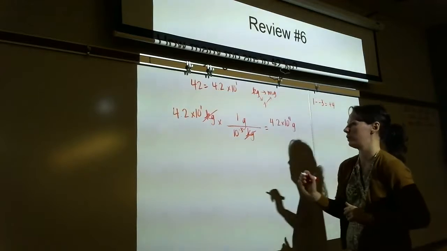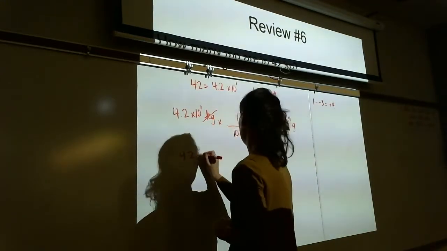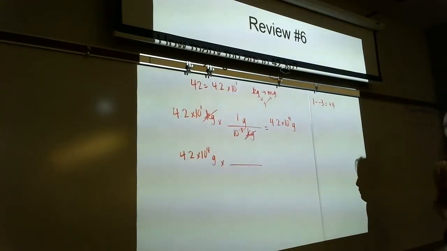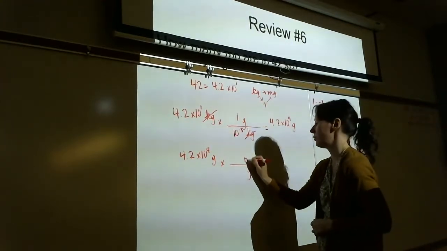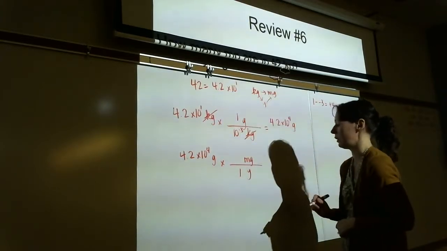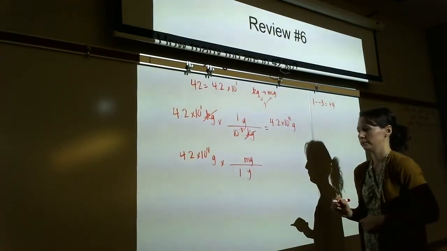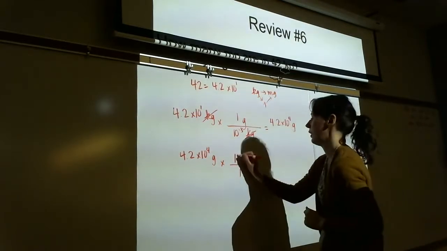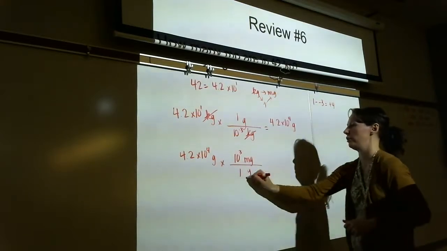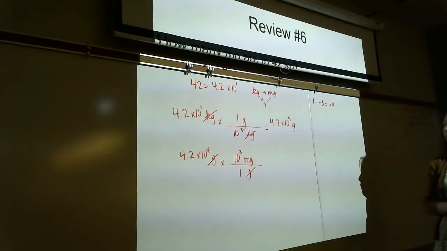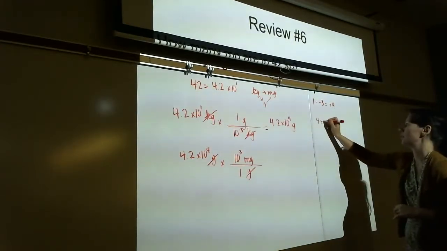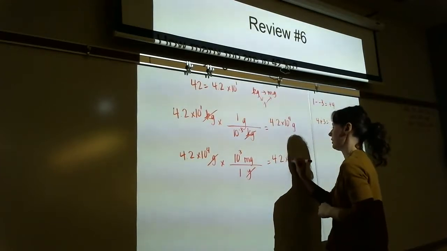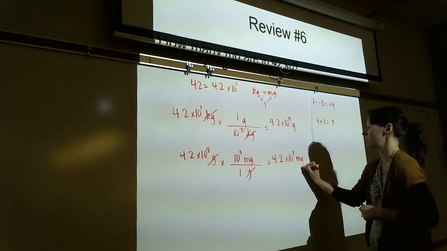We want to convert that to milligrams. So let's take our same answer, 4.2 times 10 to the fourth grams. Now we're going to convert it to milligrams. So what goes on bottom? Grams goes on the bottom, and milligrams goes on top. 1 gram is equal to how many milligrams? How many milligrams are in a gram? 10 to the third, right? 1,000. So when we're multiplying exponents, what do we do to them? We add them, right? So 4 plus 3, so that gives me 7. So my final answer is 4.2 times 10 to the 7th, and my units would be milligrams.